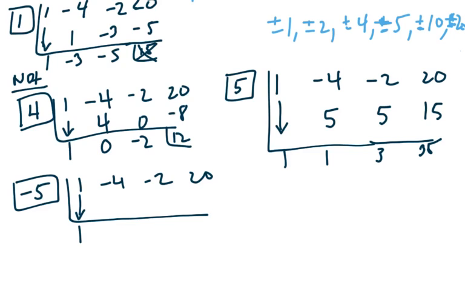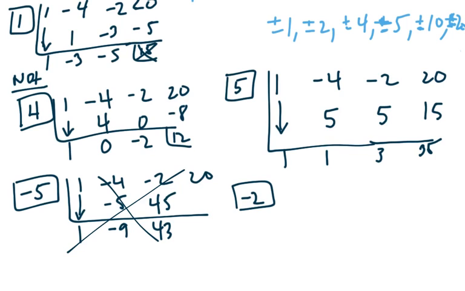Okay, 1, negative 4, negative 2, 20. We have negative 5 times 1 is negative 5. Negative 4 plus negative 5 is negative 9. Oh, this is going to be way too big. Negative 5 times negative 9 is positive 45. Negative 2 plus 45 is equal to 43. That's not going to work. Okay, I could keep going with that one. Let's try negative 2, and then let's try negative 4, and then let's try negative 1 and watch negative 1 be the 1.